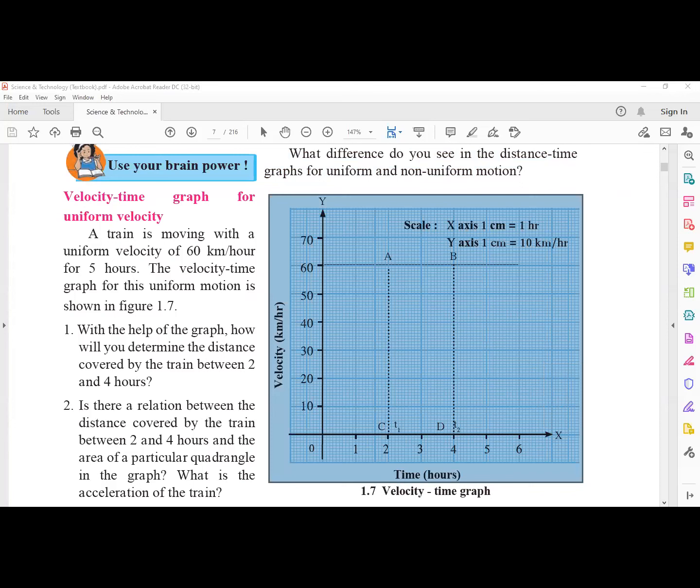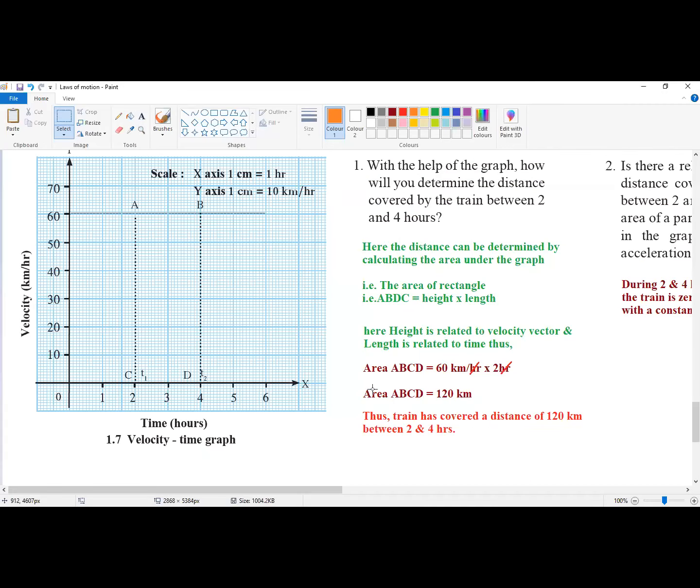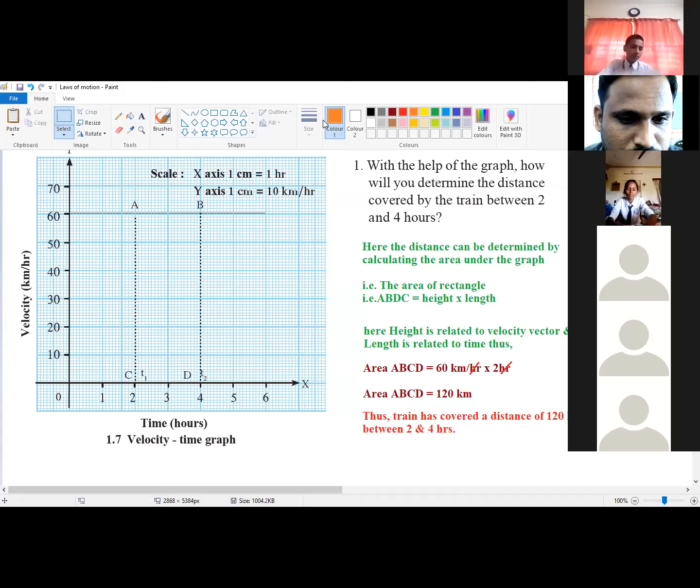Sir, I can't see the paint window. Yes, sir. Now check. Yes, sir, now you can.